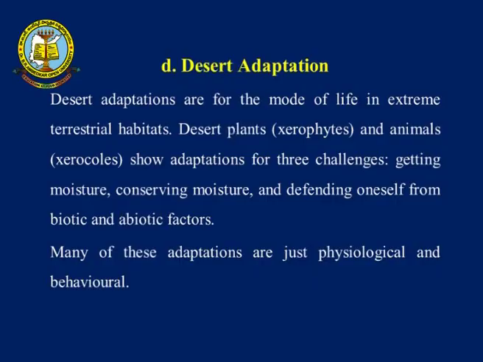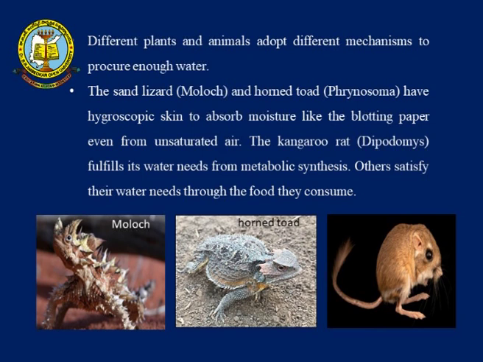The mode of life in the extreme terrestrial habitat of the desert: the plants are, for example, xerophytes, and the animals are called xerocoles. They show adaptations for 3 challenges, that is getting moisture, conserving moisture and defending oneself from biotic and abiotic factors. Now, how are they able to get the moisture and conserve it? Many of these adaptations are physiological and behavioral. Different plants and animals adopt different mechanisms to procure enough water.